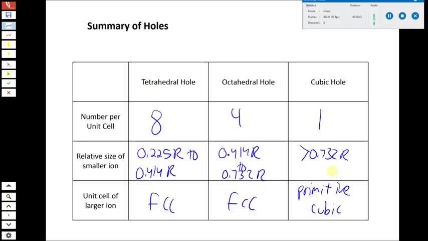Before I go through some example structures, any questions on this? Yeah.